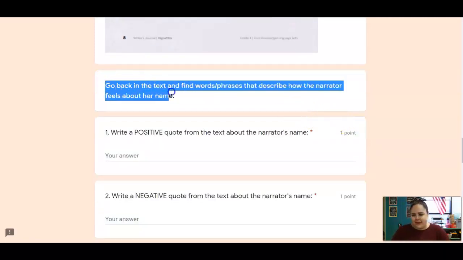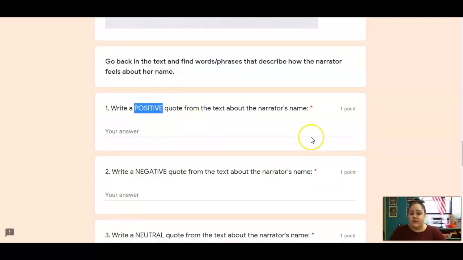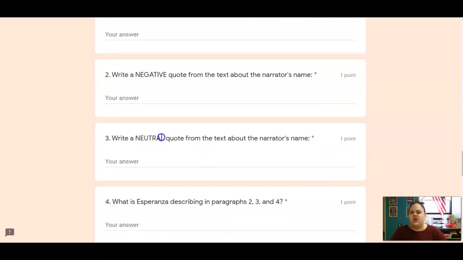Okay, so the directions say go back in the text and find words or phrases that describe how the narrator feels about her name. So you're going to find a positive quote about her name, something good, a negative quote, something that she doesn't like, and then a neutral quote. That means it's not positive, it's not negative, it's just a sentence, it's just a detail.